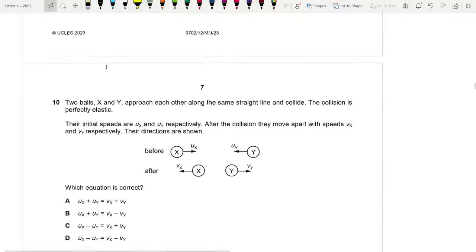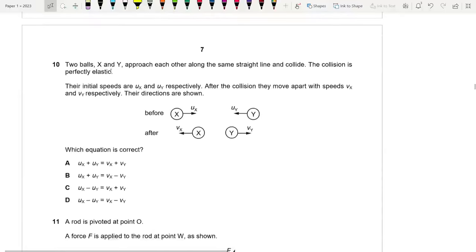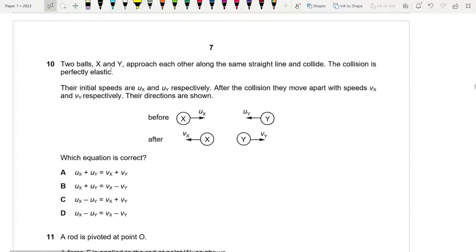Moving on to question number 10. Two balls X and Y approach each other along the same straight line and collide. The collision is perfectly elastic. Their initial speeds are ux and uy respectively. After the collision, they move apart with speeds vx and vy respectively. Their directions are shown. Which equation is correct?